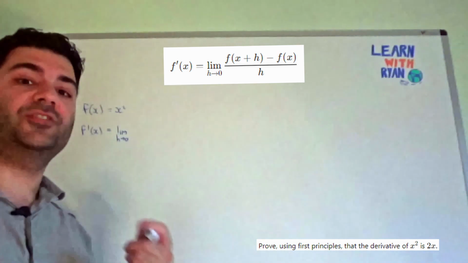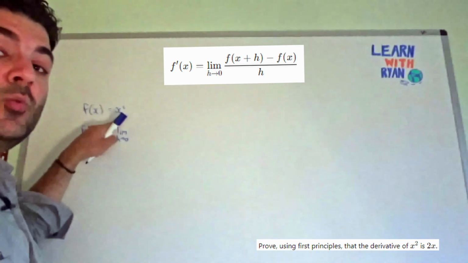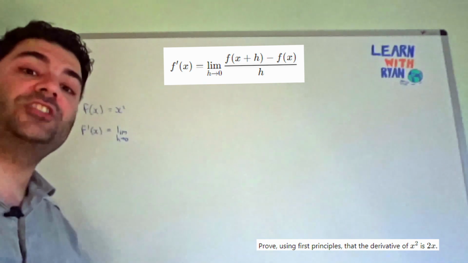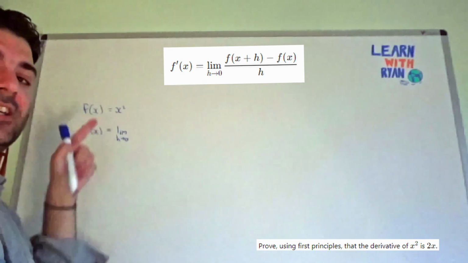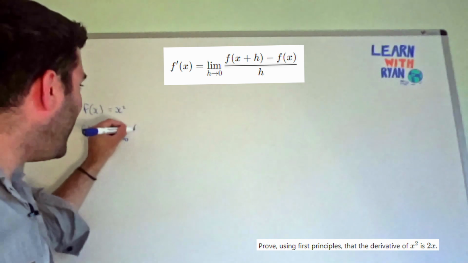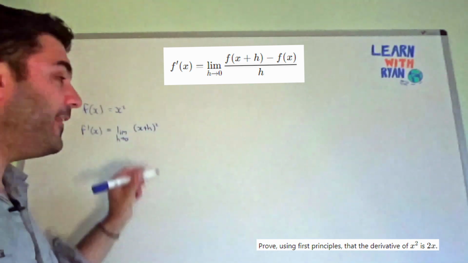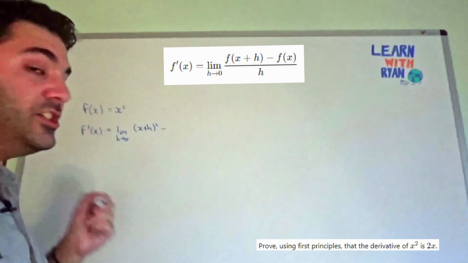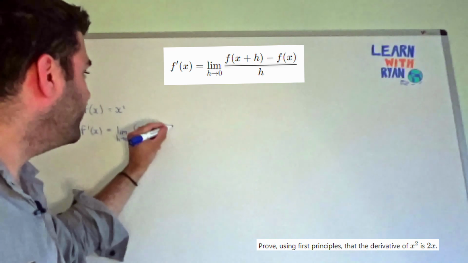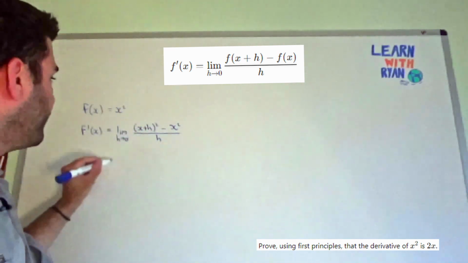x naught plus h, or in this case f of x plus h. So f of x is x squared. So therefore, if I consider f of x plus h, I'm just substituting x for x plus h. So what I get is x plus h squared, and then that's minus the original function f of x, which is x squared, and that's divided by h.